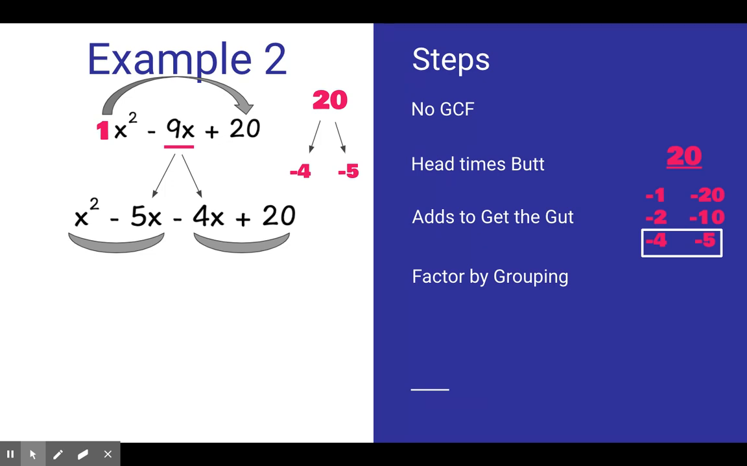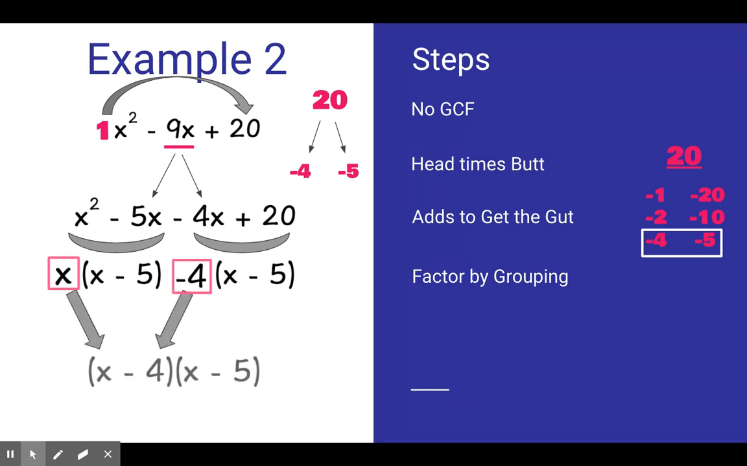Pull out my GCF in both groups. So my GCF in the first group is x, leaving me with x minus 5. My GCF in the second group is going to be negative 4. That's what's going to give me x minus 5. Then I put my x and my negative 4 together in one factor, and I bring down the x minus 5.